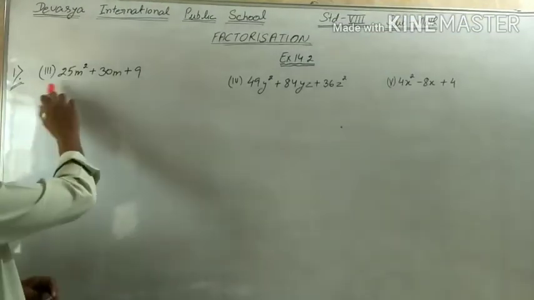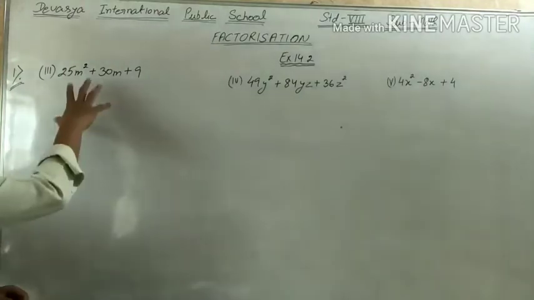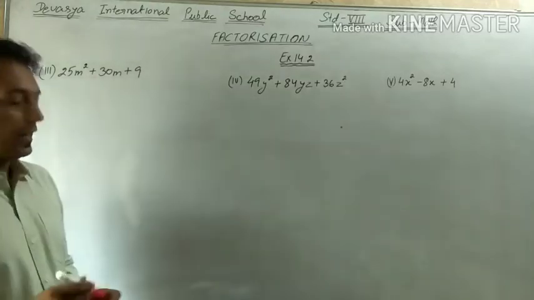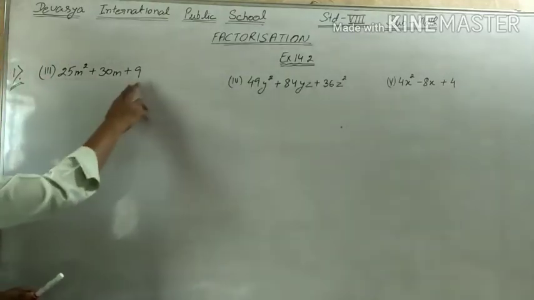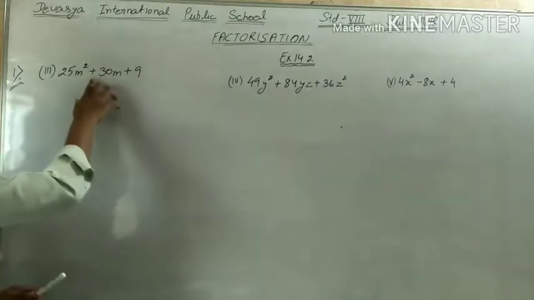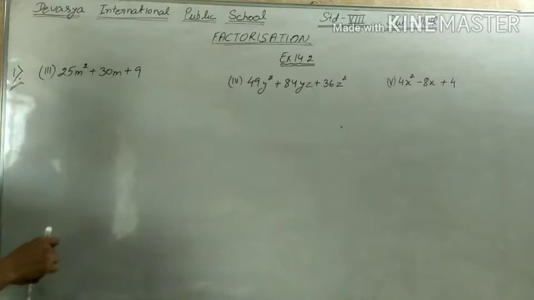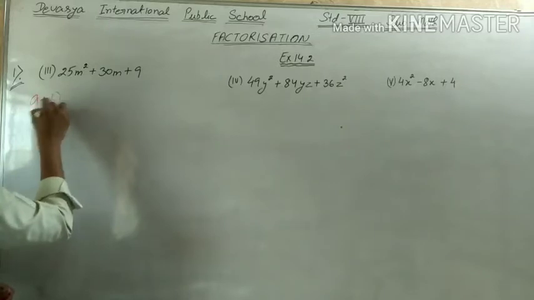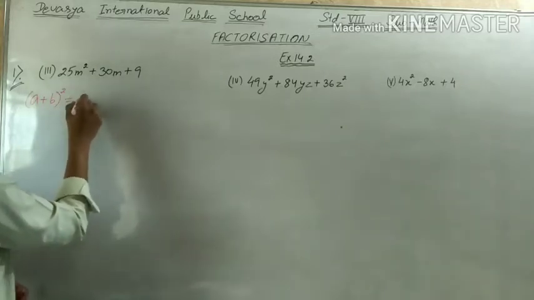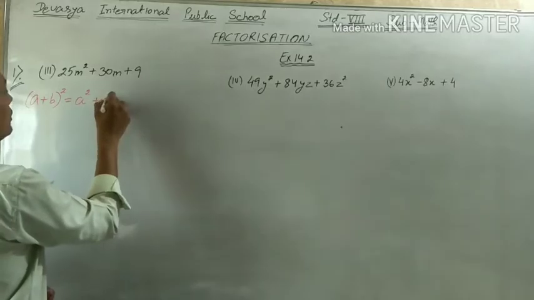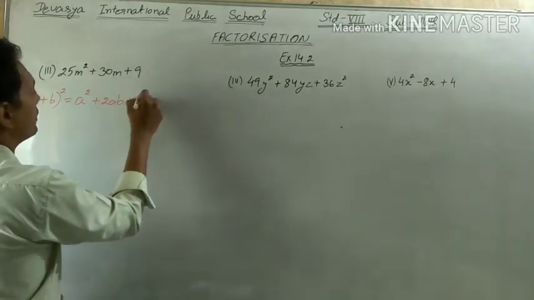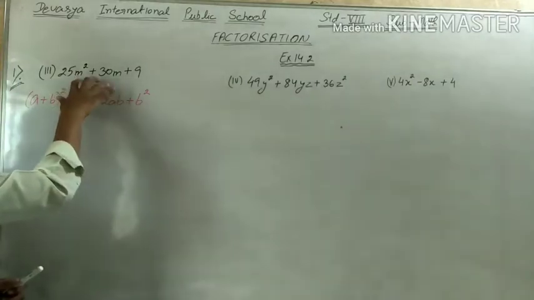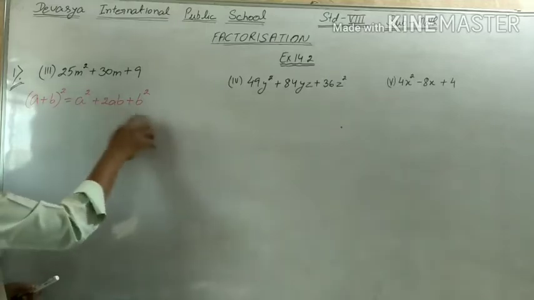Now student, question number 1, Roman number 3rd. Now we need to factorize this expression. This expression is 25m square plus 30m plus 9. So clearly, as we can see, the first term and the last term are perfect square and the middle term has a plus sign in it. So which formula we are going to use? The identity we will be using is A plus B whole square is equal to A square plus 2AB plus B square. Okay, and we need to convert this expression in such a form so that it fits into the right hand side of our identity.